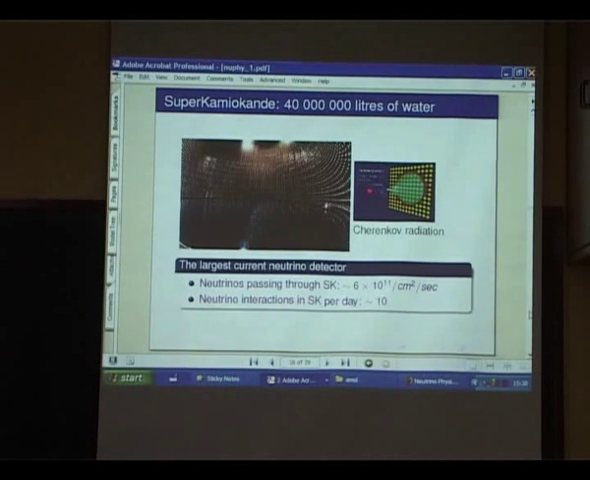So this is a neutrino coming and interacting with an electron. The electron travels very fast, therefore it will give you a cone of light waves. Finally, if you look at the surface of this detector, you will see a circle. That's the way you normally detect it.